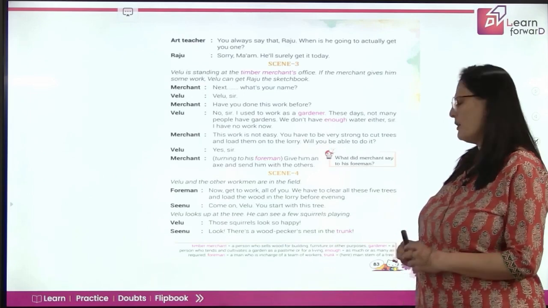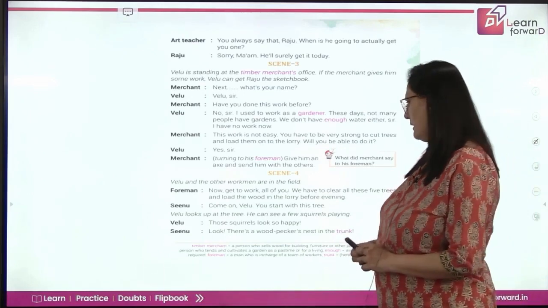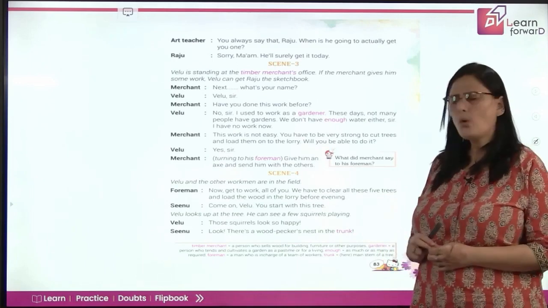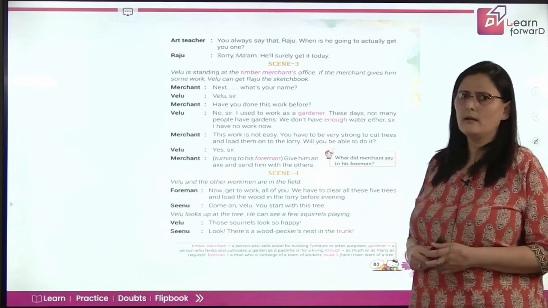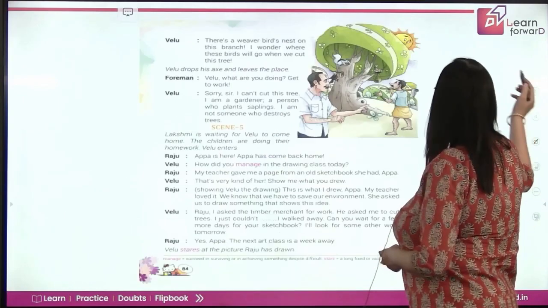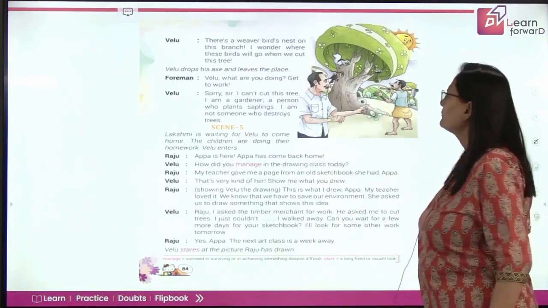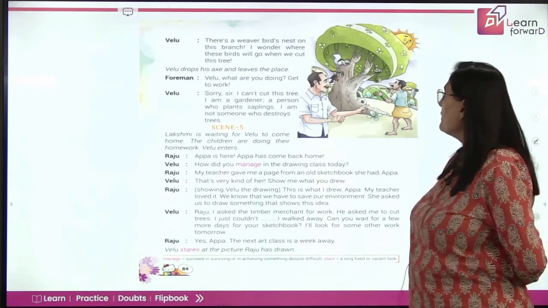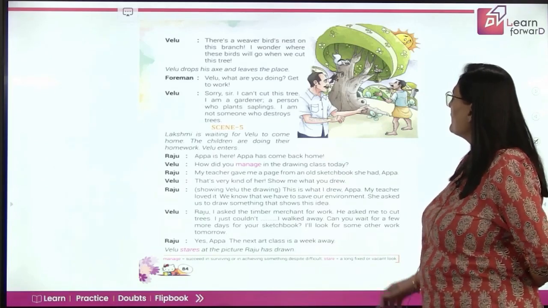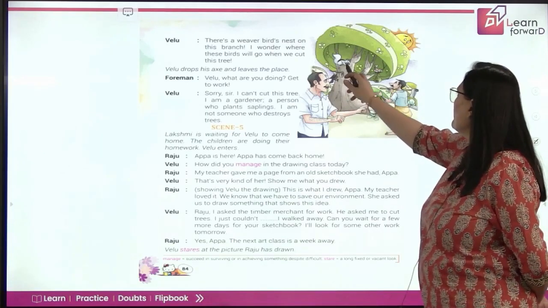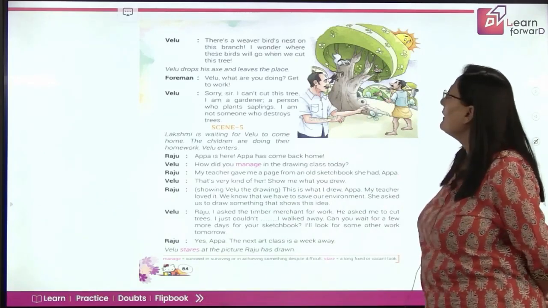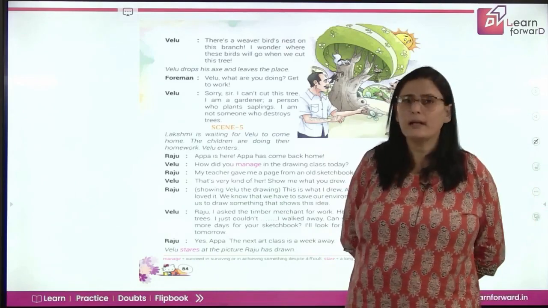He can see a few squirrels playing. Velu, those squirrels look so happy. Sinu, look, there's a woodpecker's nest in the trunk. So this is what they could find on the tree. Velu, there's a weaver bird's nest on this branch. See, this is the nest. Here again, the woodpecker is doing something. We have the squirrel. I wonder where these birds will go when we cut these trees.